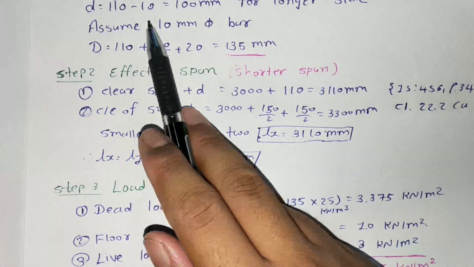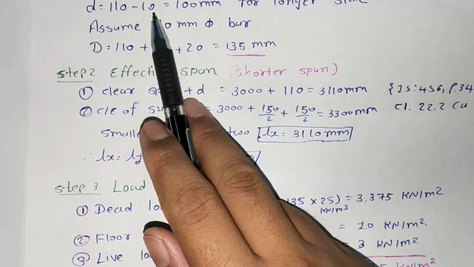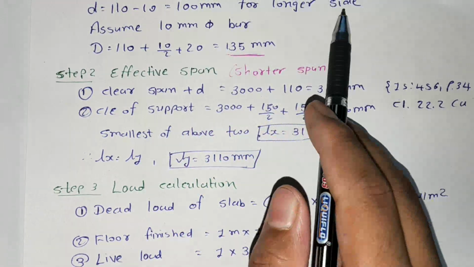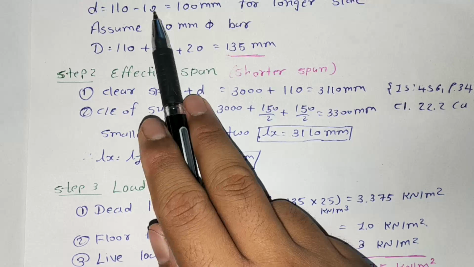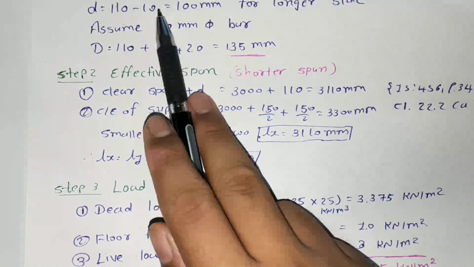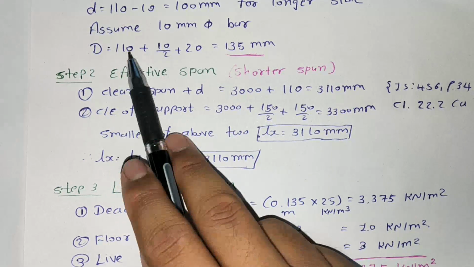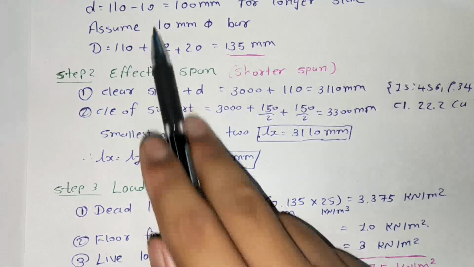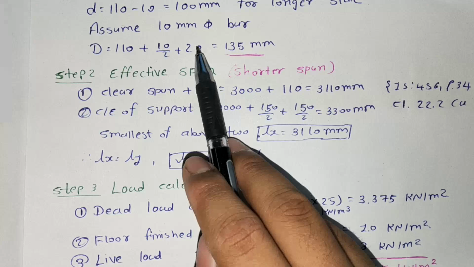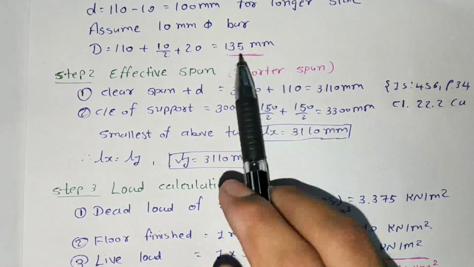Small d is equal to 110 minus 10, it is 100 mm for the longer side. We deduct the diameter of the bar. Assume 10 mm clear cover, and capital D is equal to 110 plus 10 by 2 plus 20. 20 is the cover, and we get overall depth 135 mm.